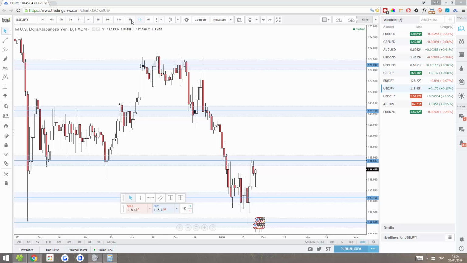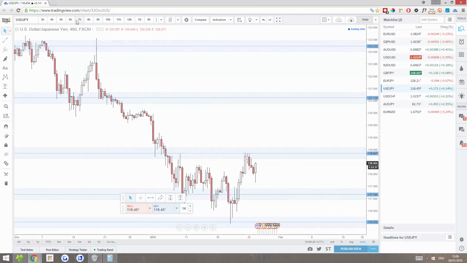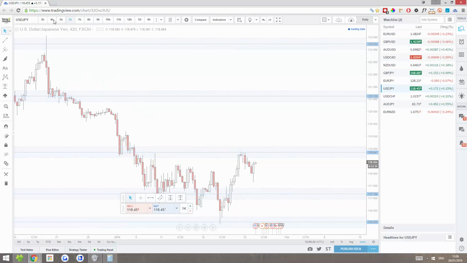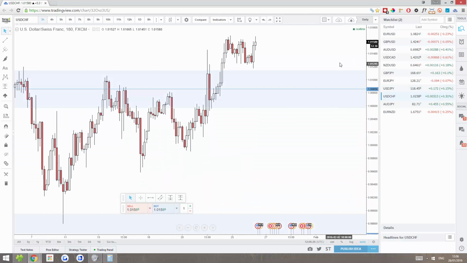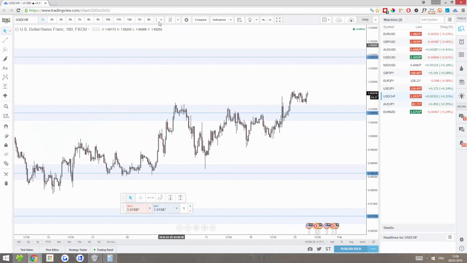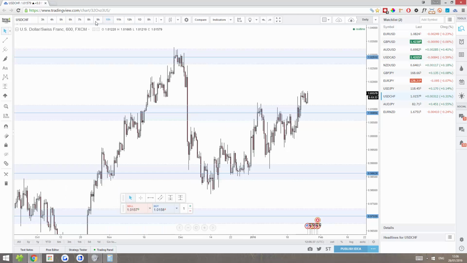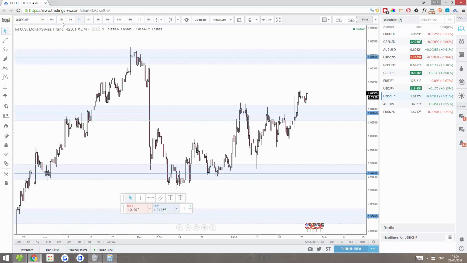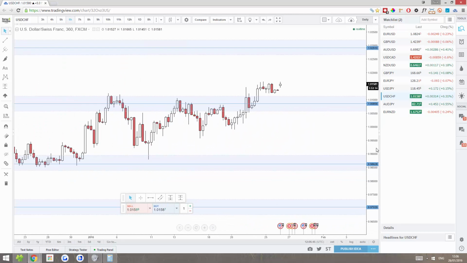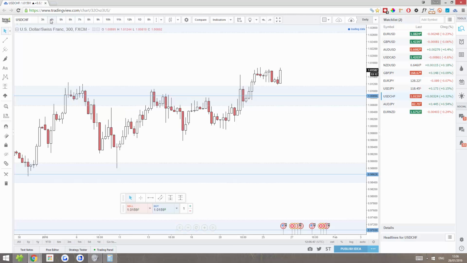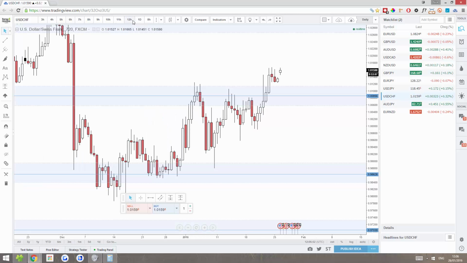All right, USD JPY. Nothing much going on here. It's bounced from a resistance area, but I wasn't really interested in taking that trade. USD CHF. Yeah, there's nothing going to be happening here. Yeah, nothing going on here.